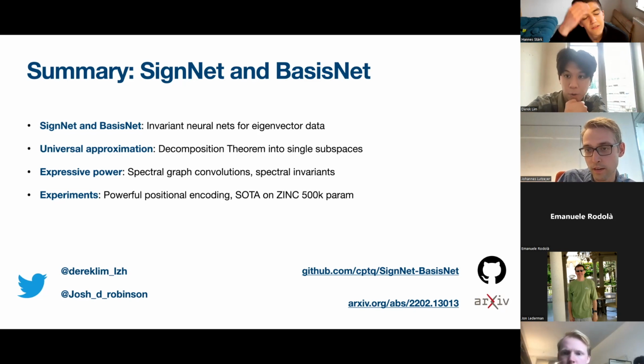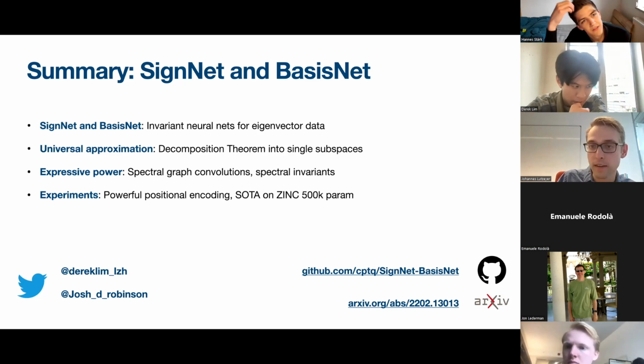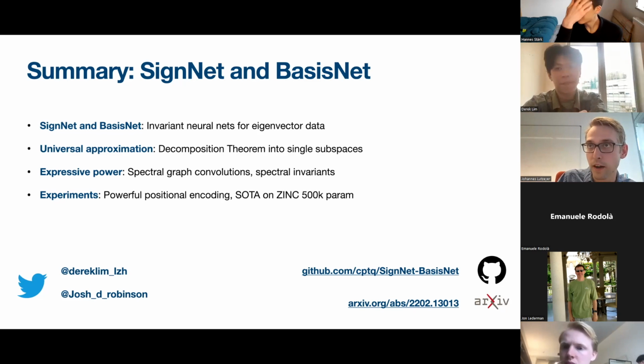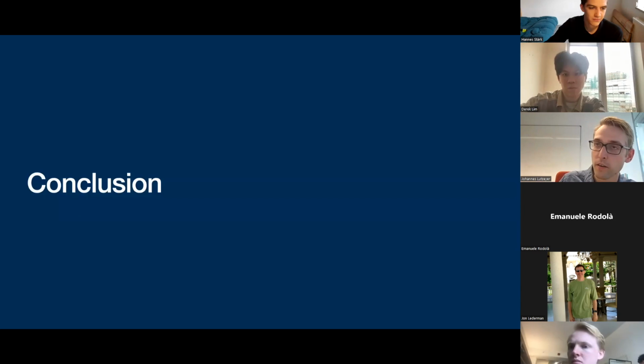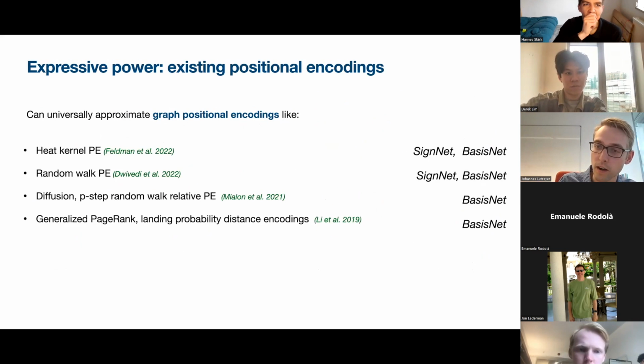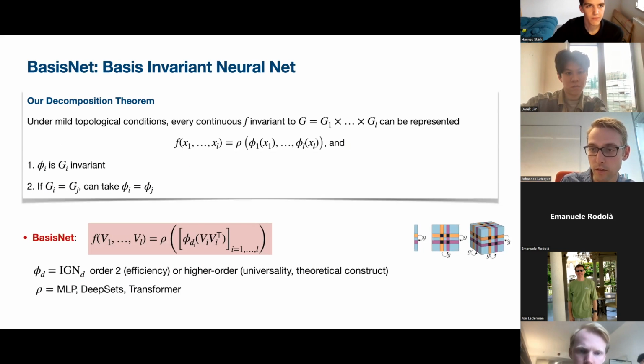You mean with our network? Yeah, like the output of your phi function, will this be an optimal basis for this eigenspace, or how could the output of your invariant mapping be interpreted?